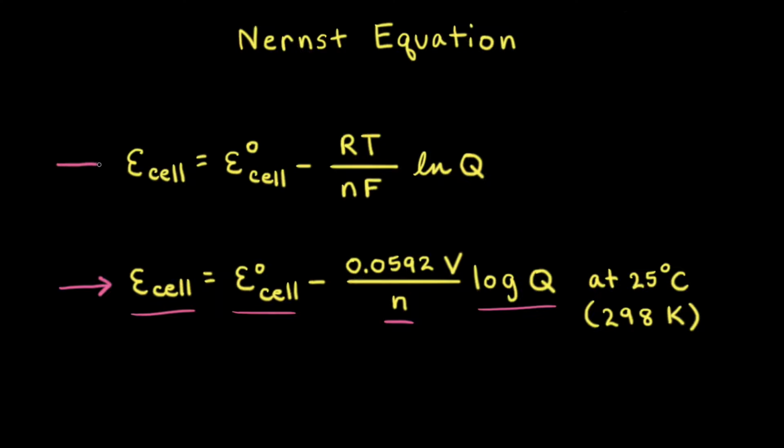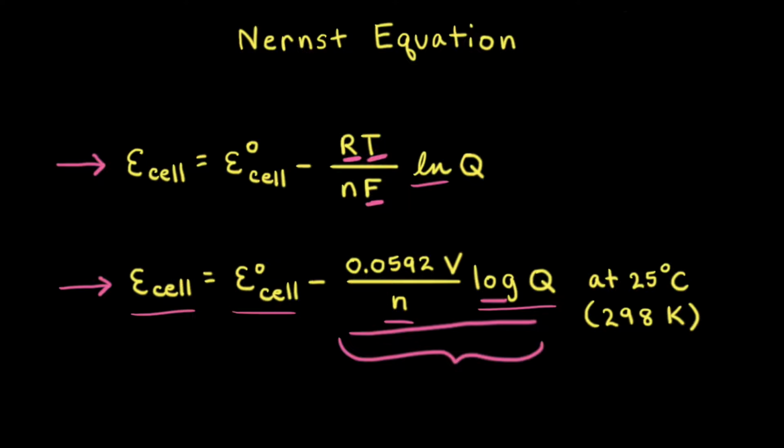So going back to the first form of the Nernst equation, if we assume the temperature is 25 degrees Celsius or 298 Kelvin, we multiply that by the ideal gas constant, divide that by Faraday's constant, and if we're changing natural log to log, then we end up with this form for the bottom equation, 0.0592 volts divided by N times the log of Q for this second term of the Nernst equation.